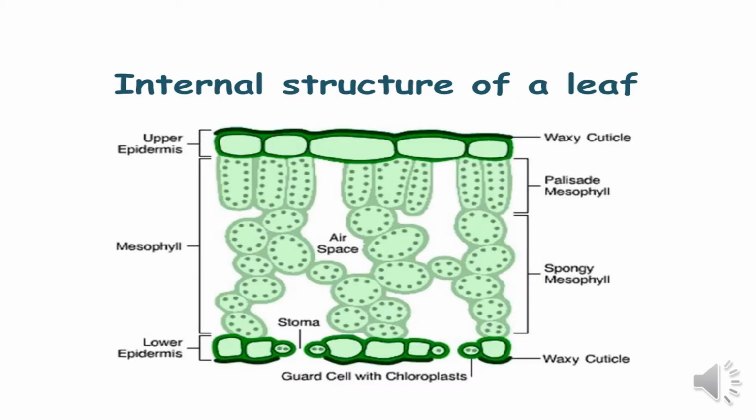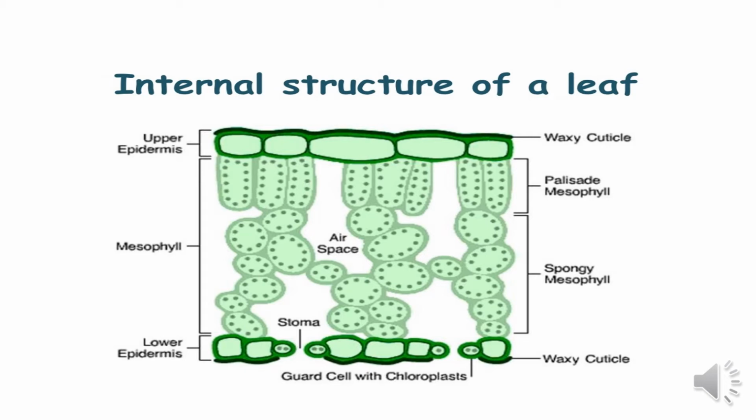So here is a clear picture of the internal structure of the leaf. Above the upper epidermis, there is a layer of waxy substance which protects the leaf from excess water loss. It is present on the upper epidermis of the leaf and is called the cuticle. Because it is made up of waxy substances, it is called the waxy cuticle. Below the waxy cuticle, the upper epidermis is present, which protects the later tissues.